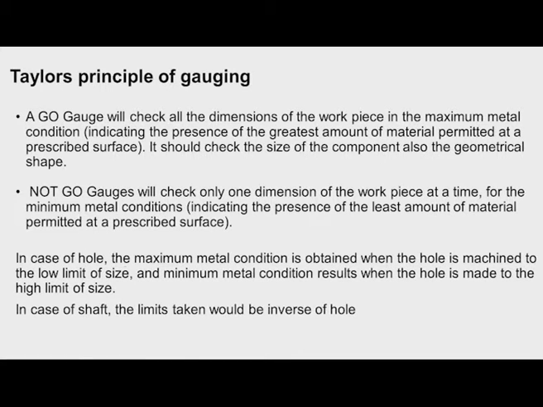In case of a hole, the maximum metal condition is obtained when the hole is machined to the lower limit of the size, and minimum metal condition results when the hole is made to the high limit of the hole. In case of a shaft, the limits taken would be the inverse of the hole.